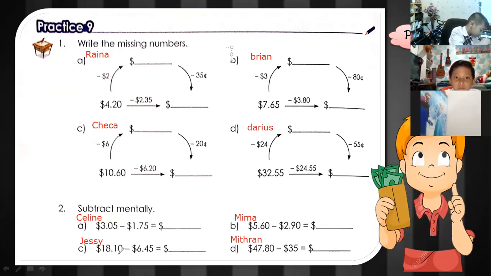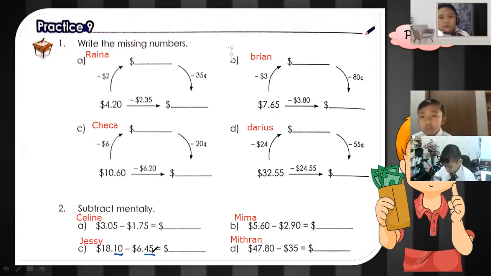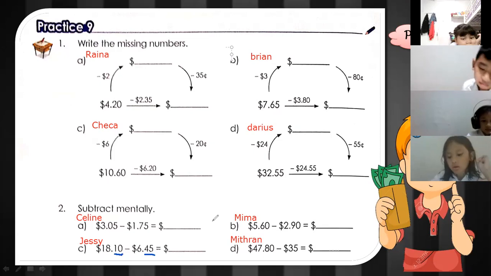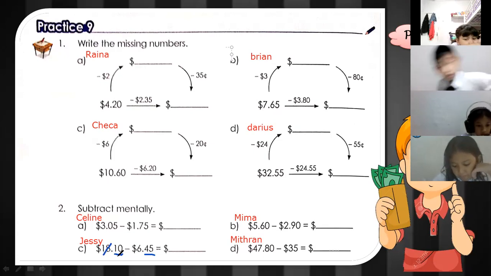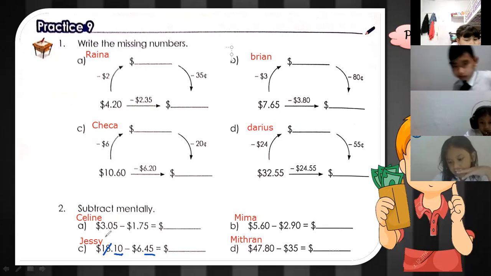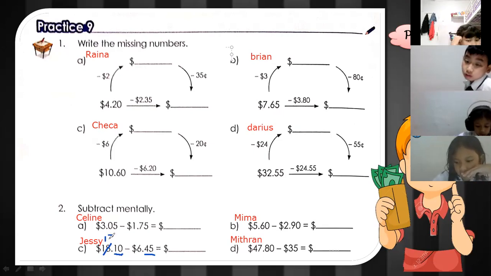Okay, Desi perhatikan ya. Look at the screen. You got number 2C. $18.10 minus $6.45. Look at the cents. 10 is smaller than 45. Am I right, Desi? Ya, jadi what you have to do is you have to borrow $1 from $18, ya. 18 minus 1 how many? 17. So this one becomes 17.